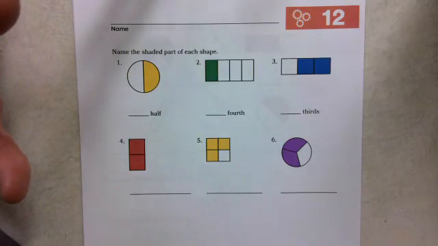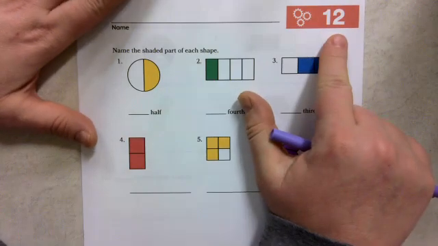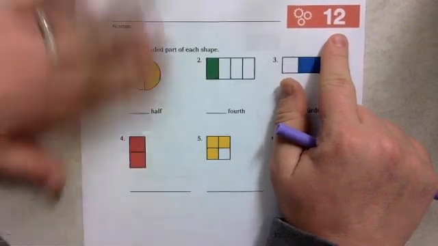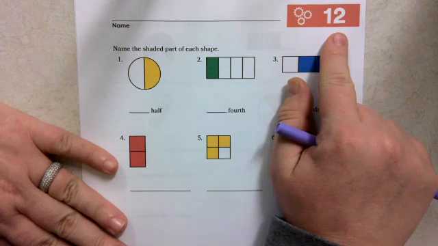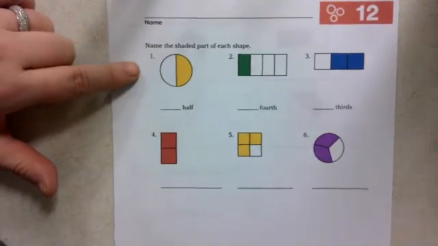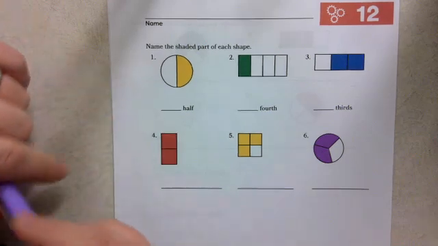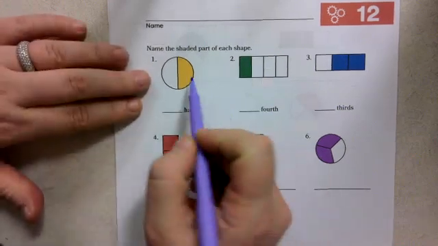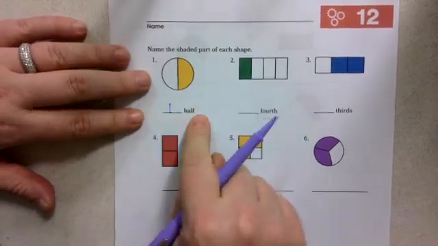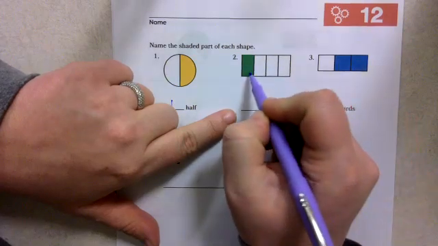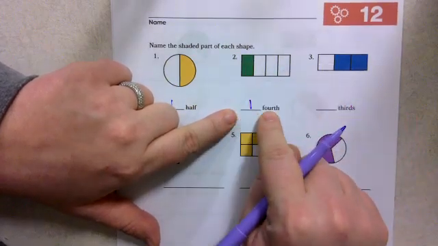For this second grade small group, you are going to be focusing on lesson 12, which is talking through different fractions. Here, students are naming the shaded part of each shape. So in this case, how many are shaded? 1, so that is 1/2. Here, how many are shaded? 1, so that is 1/4.